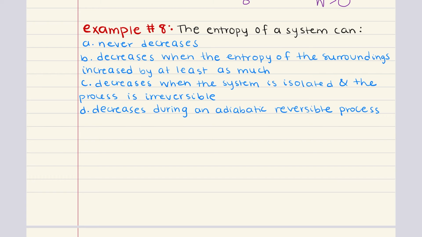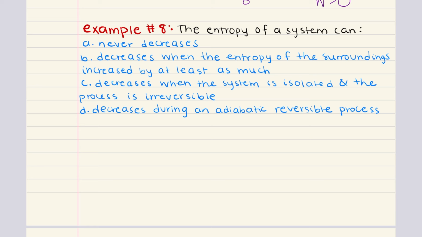Problem 8 says the entropy of a system can blank. A says never decreases. B says decreases when the entropy of the surroundings increased by at least as much. C says decreases when the system is isolated and the process is irreversible. And D says decreases during an adiabatic reversible process.